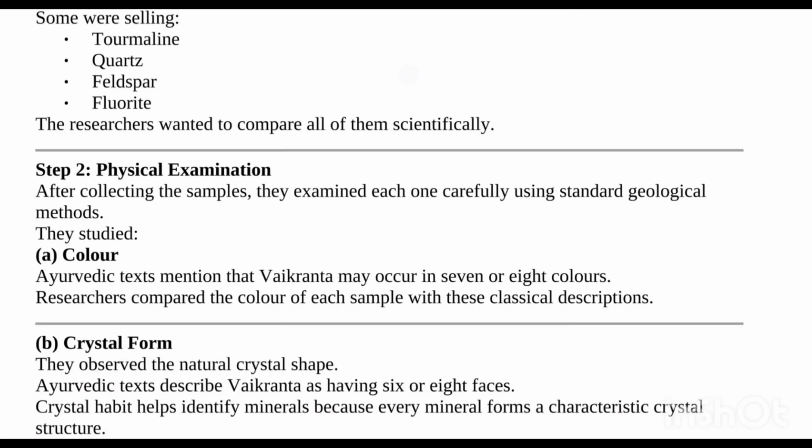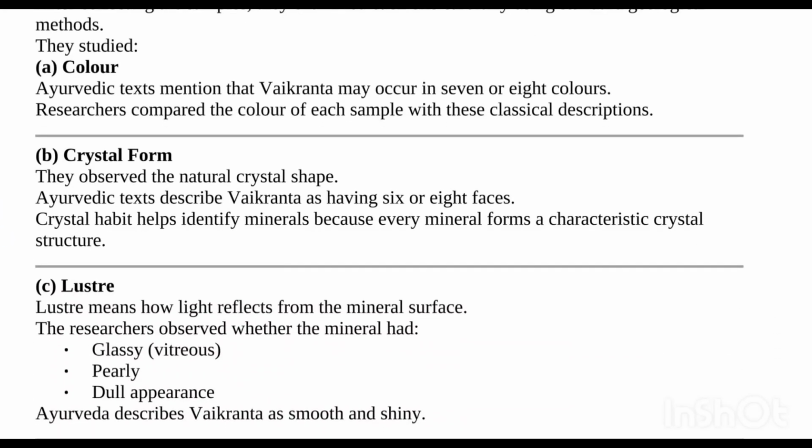Now we see step two, that is the physical examination. After collecting the samples, they examined each one carefully using standard geological methods. They studied first the color. It is mentioned that Vaikrant may occur in 7 or 8 colors. The researchers compared the color of each sample with this classical description.